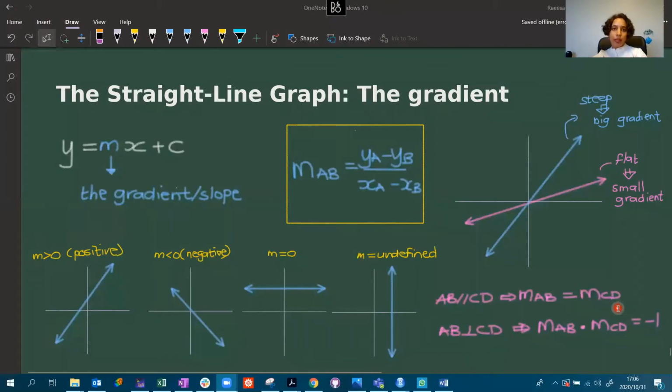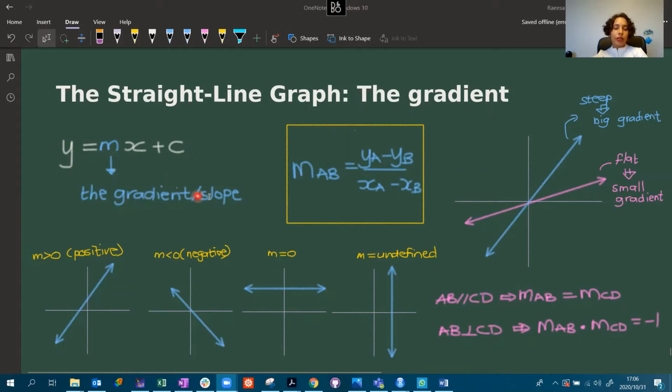Hello everybody, and welcome to the second video on the straight line graph. In this video, we're having a look at the gradient. The gradient in the equation y is equal to mx plus c is the coefficient of x, m. Please note that it is only the coefficient in standard form. Standard form is when y is the subject of the equation.